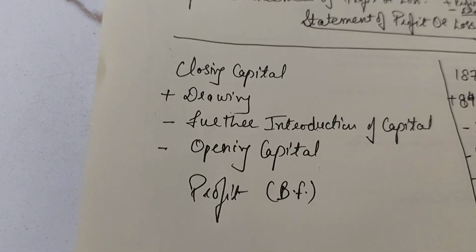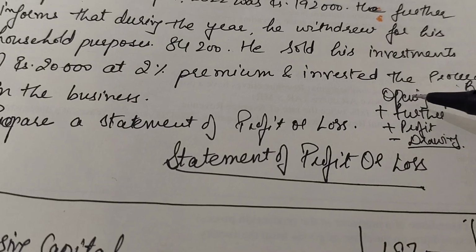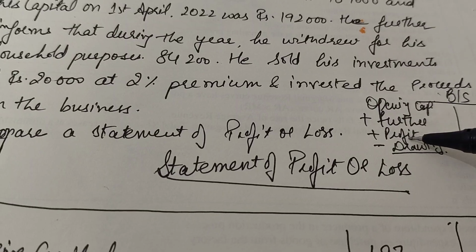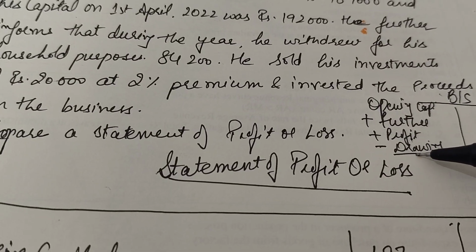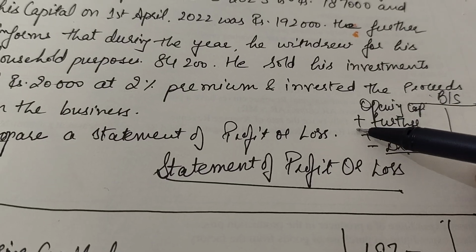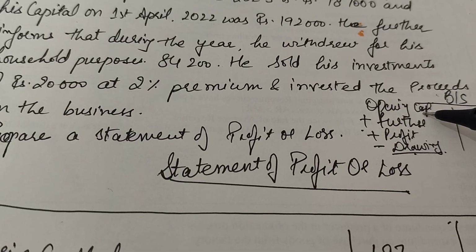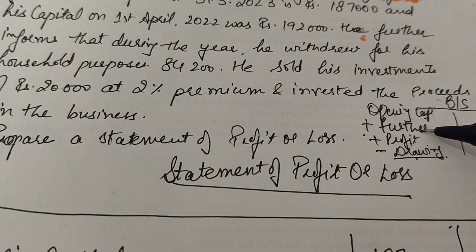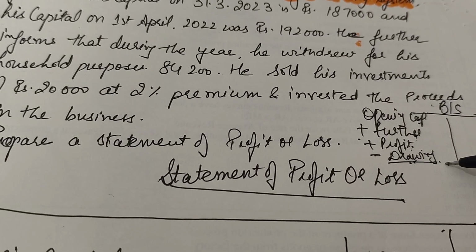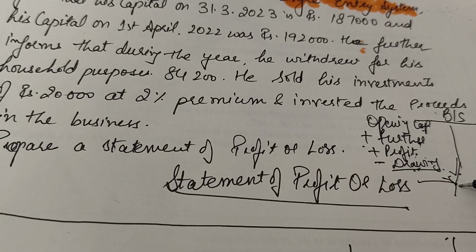Just remind yourself about the balance sheet you used to prepare for the final accounts. In the balance sheet, for the given capital, you used to add the net profit, deduct the drawings, and if further introduction of capital is given in the question, that was also added, right? The capital given is the opening capital; to it you add further introduction and net profit, and deduct drawings, to calculate the closing balance of the capital. So here what comes out is the closing balance of the capital.